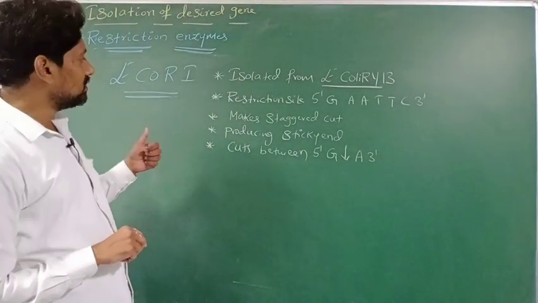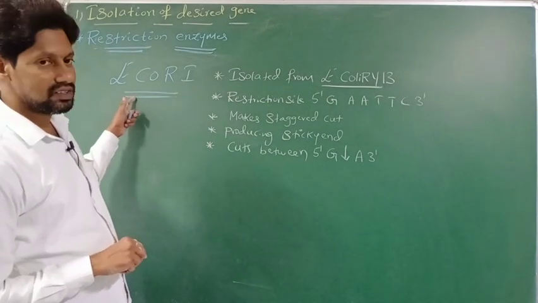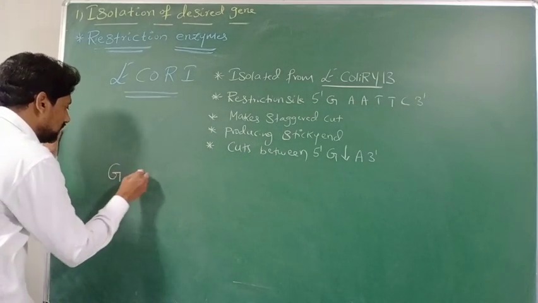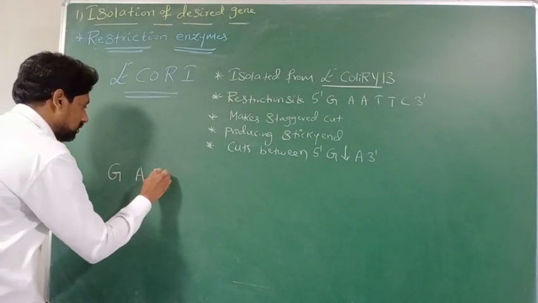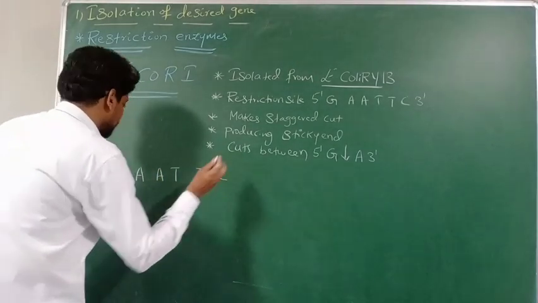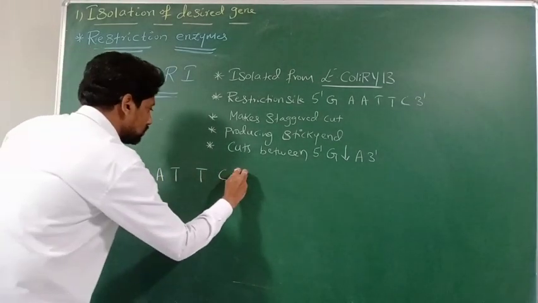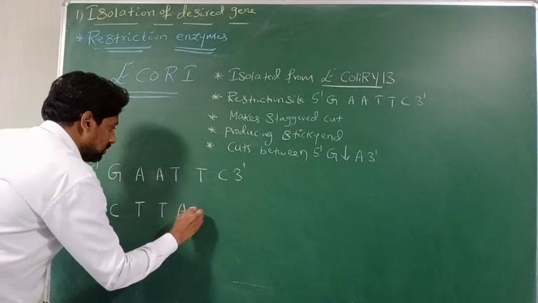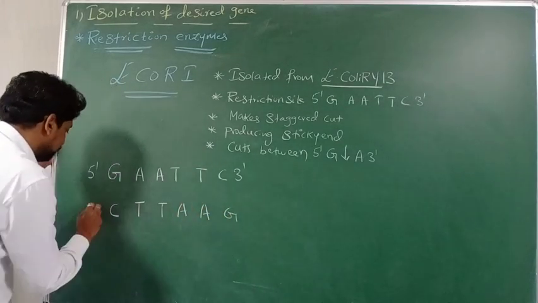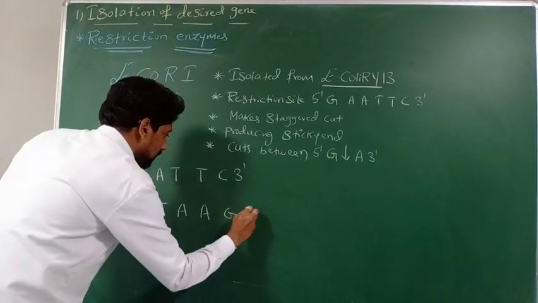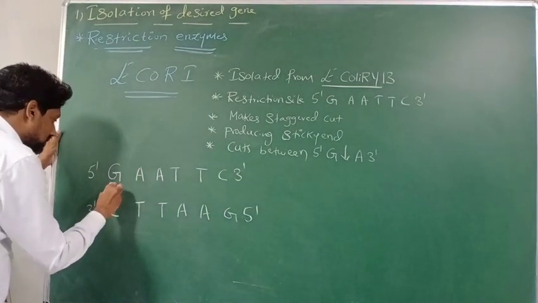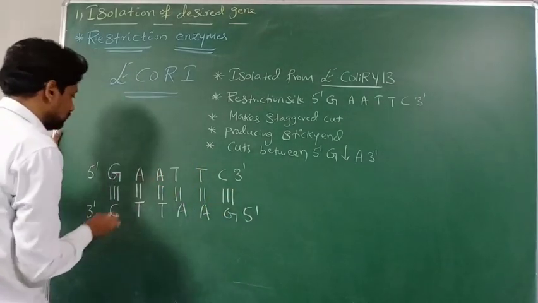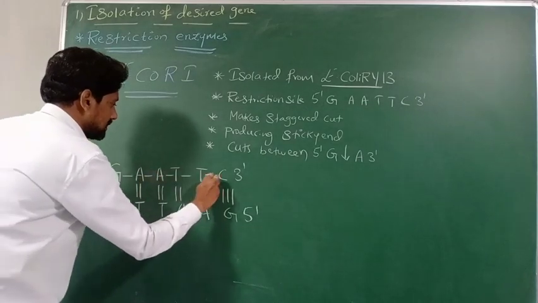Right. Now, I am writing the recognition site or restriction site of Eco R1. What is it? GAATTC, reading from 5' to 3', and CTTAAG, 3' to 5'. Is it okay? Here what is present? Hydrogen bonds. Here which bond is present? Phosphoester bond.